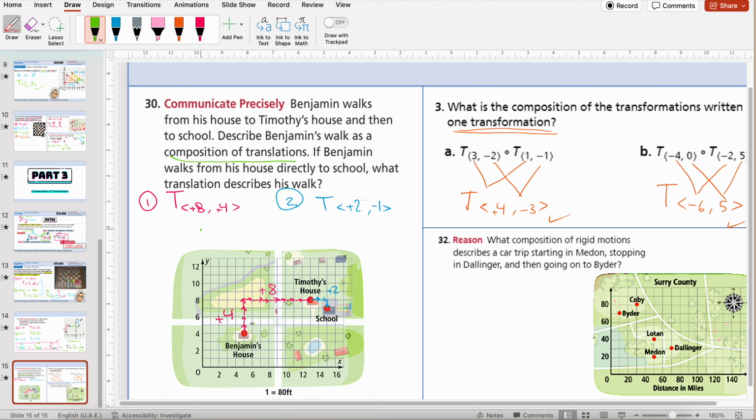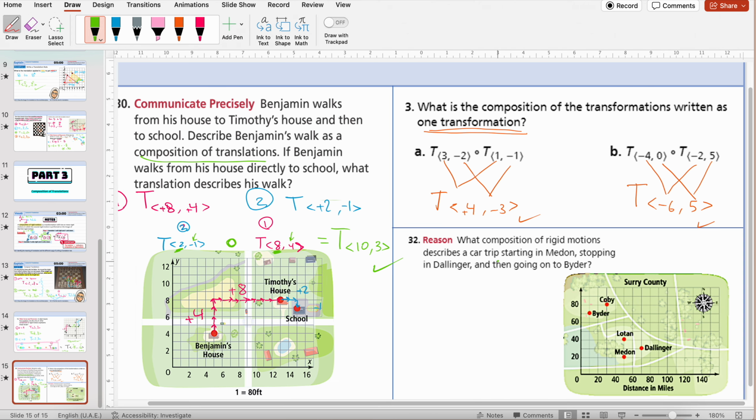So again, second first, then the first. You should write the second and then the first. So I will write the second one, then I'm gonna write the first one, which is T2 negative 1, and then here T8 4, and what's between them? An amazing composition notation, which equals what? Find the answer, of course. 8 with 2 is 10. 4 with negative 1 is 3. That's it. Easy.